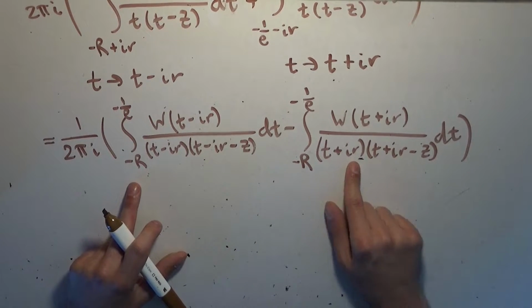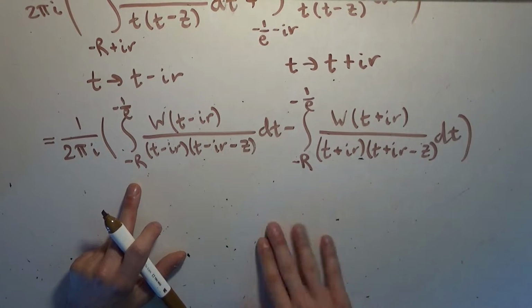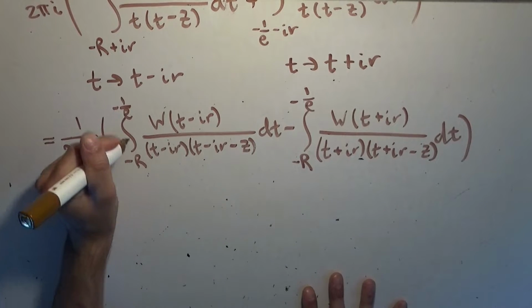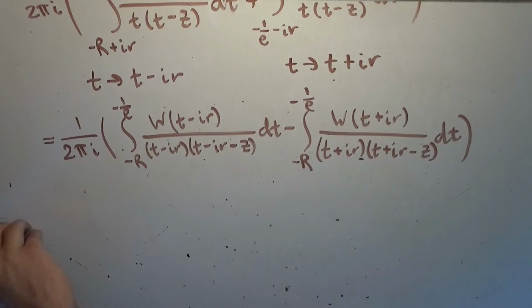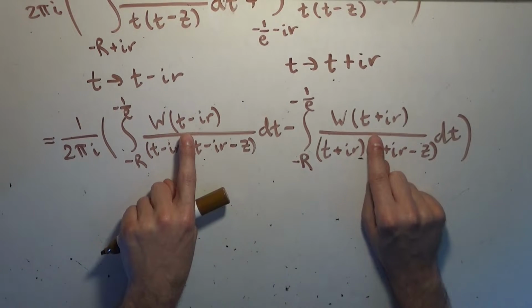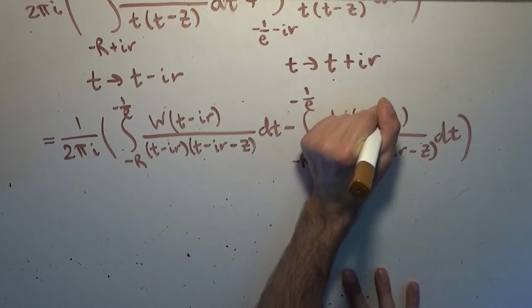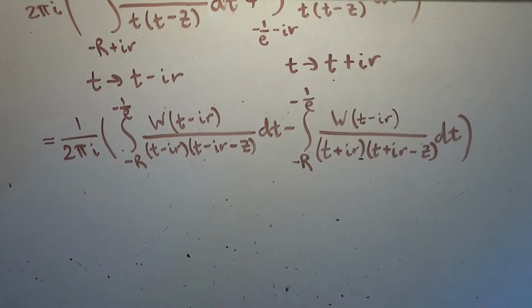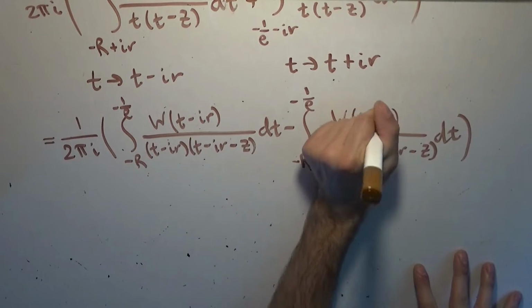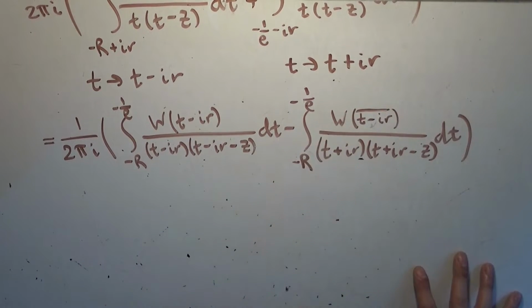So r is a real number because it's the radius of a circle, z is maybe a complex number, but t in these instances now has to be a real number because we're doing a straight line integral along the real axis from negative capital R to negative 1 over e. So these two numbers are actually complex conjugates of each other. So I can rewrite t plus IR as the conjugate of t minus IR, like so.